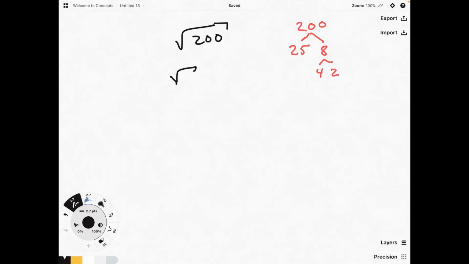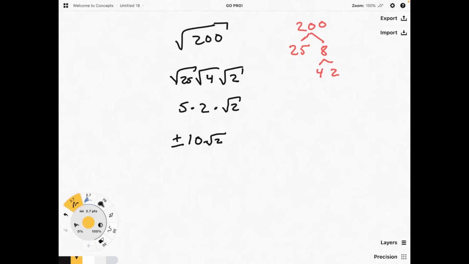We have the square root of 25 multiplied by the square root of 4 multiplied by the square root of 2. We know that the square root of 25 is 5, multiplied by the square root of 4, which is 2, multiplied by the square root of 2, which is not a perfect square, so we're going to leave that under the radical. From there, all we need to do is simplify. 5 times 2 is 10 multiplied by the square root of 2. Don't forget, this is a plus and minus, and because of that, this gives us our final answer.